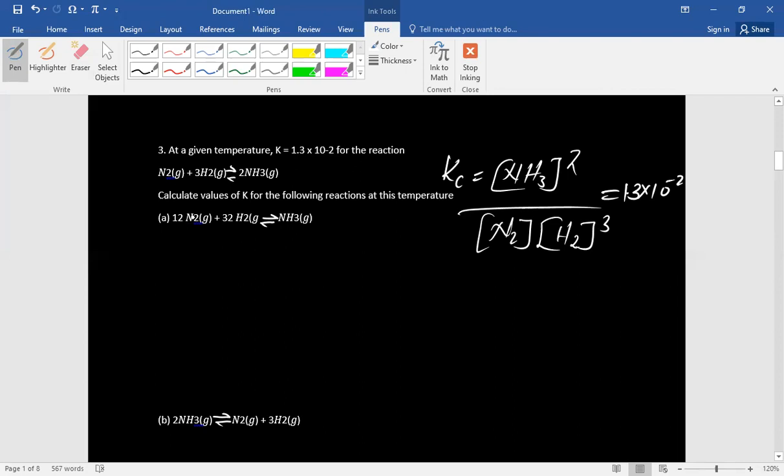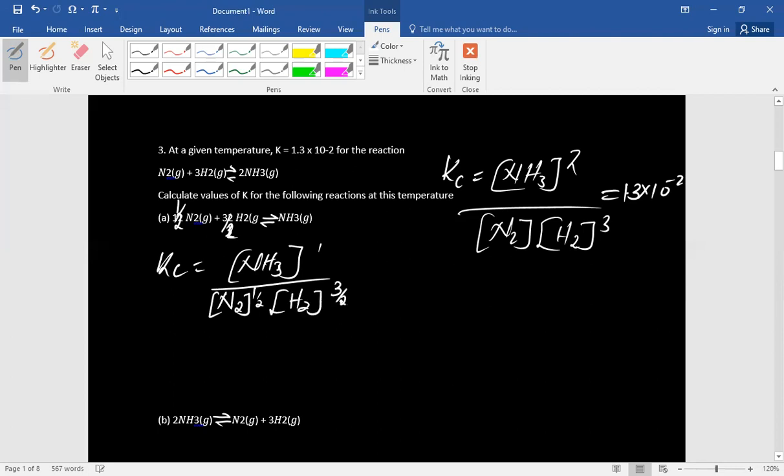So now when we get the first one, it's not clear there, this is supposed to be 1/2. So this is 1/2 on this side, and this is 3/2. Yeah, and that's why this is just 2. So this is 1/2 N2 and 3/2 H2, giving us that. So now we're going to say, for this reaction, the Kc is equal to what? So the Kc is equal to NH3 over the concentration of nitrogen gas to the power 1/2, then the concentration of hydrogen to the power 3/2.